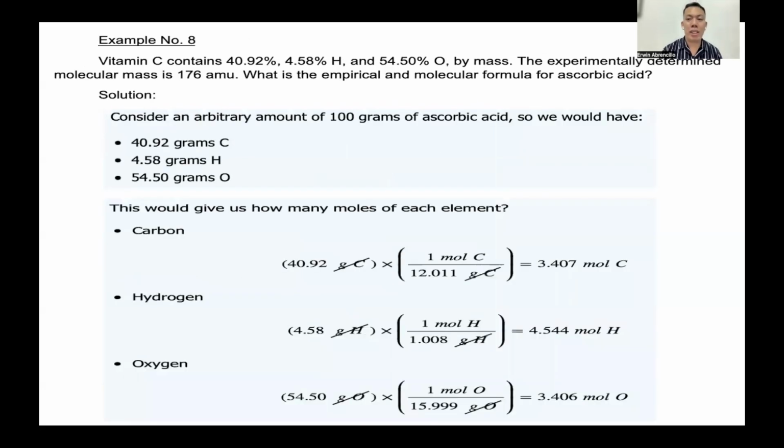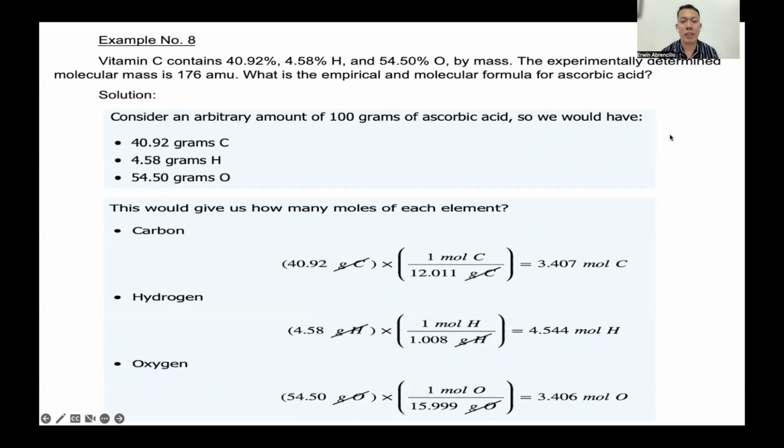So we have example number 8. This is an example about vitamin C. Vitamin C contains 40.92% C, 4.58% H, and 54.50% O by mass. The experimentally determined molecular mass is 176 AMU. What is the empirical and molecular formula for ascorbic acid?